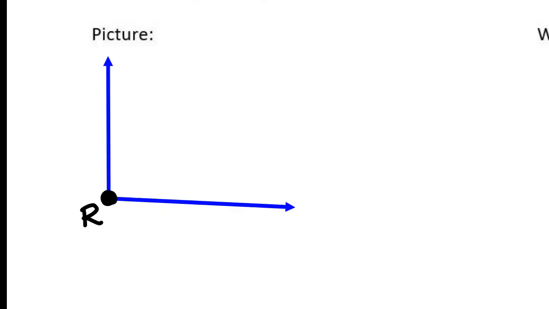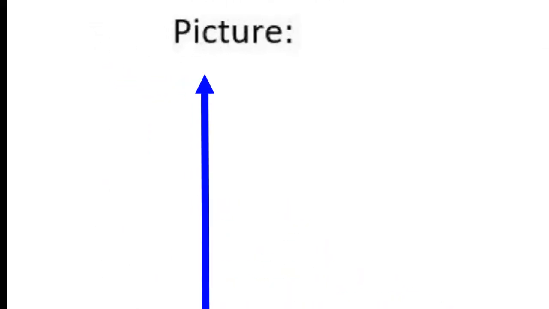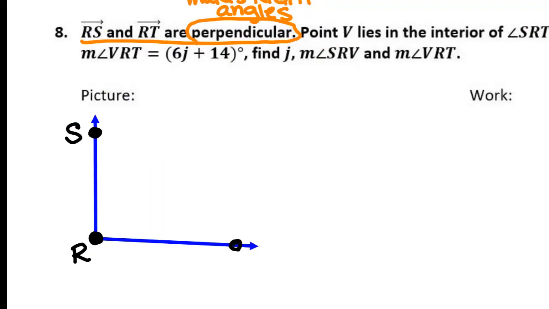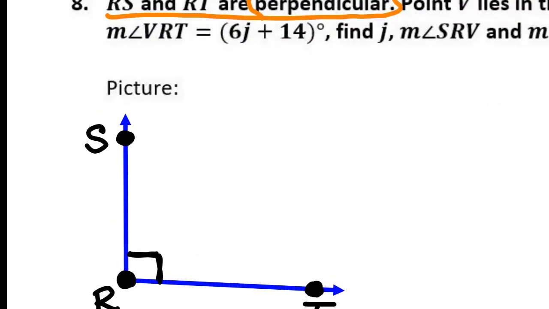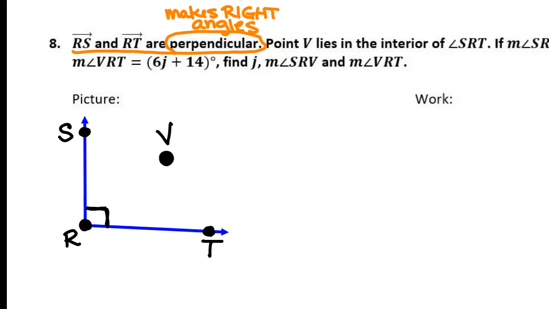Right here is the point that they have in common. That's R. And then I put either S or T up here. I'm going to put S here. I'm going to put T here. And we know that this is a right angle because it said they were perpendicular. Point V lies in the interior of angle SRT. So somewhere in here, there's a point V. And I'm going to go ahead and draw a ray from R through V.